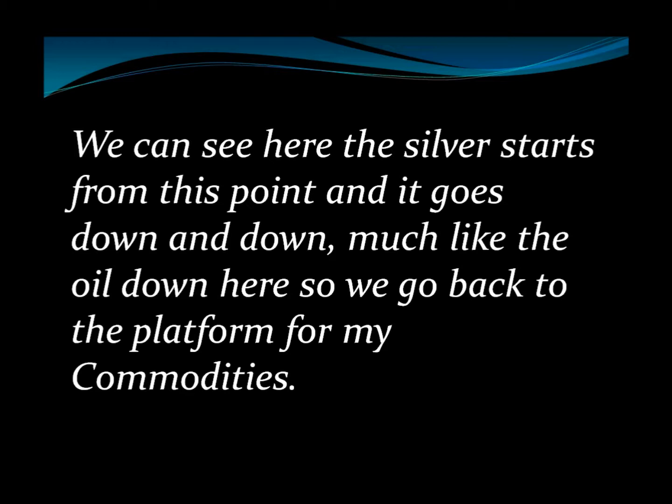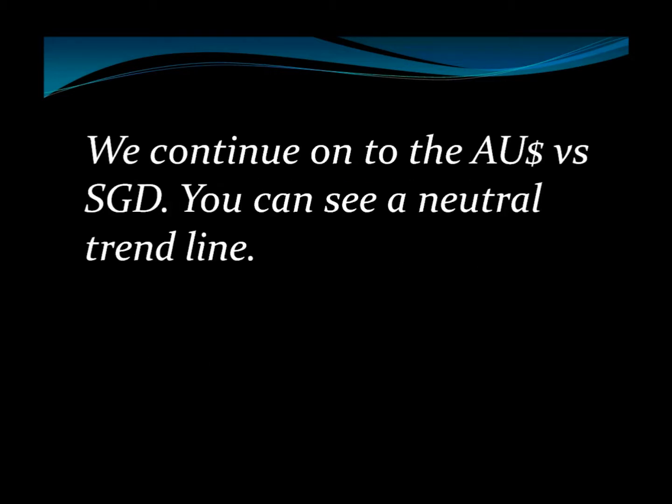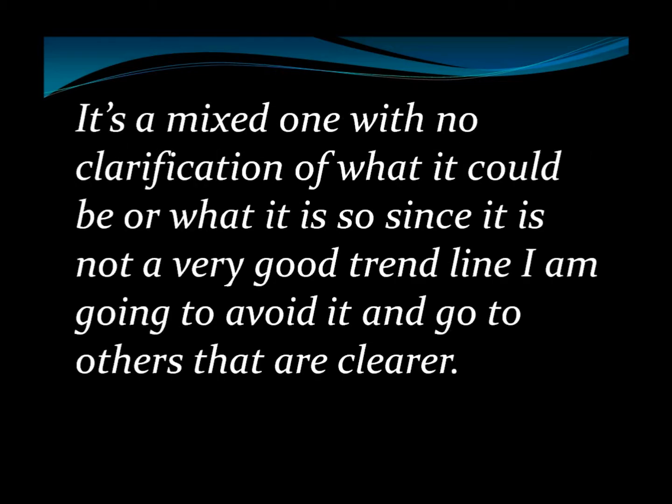down here. So we go back to the platform for my commodities. We choose the silver since it's going down. We click down, enter dollars amount, click apply and approve our option. We continue on to the AU dollar versus the SGD. You can see a neutral trend line. It's a mixed one with no clarification of what it could be or what it is.